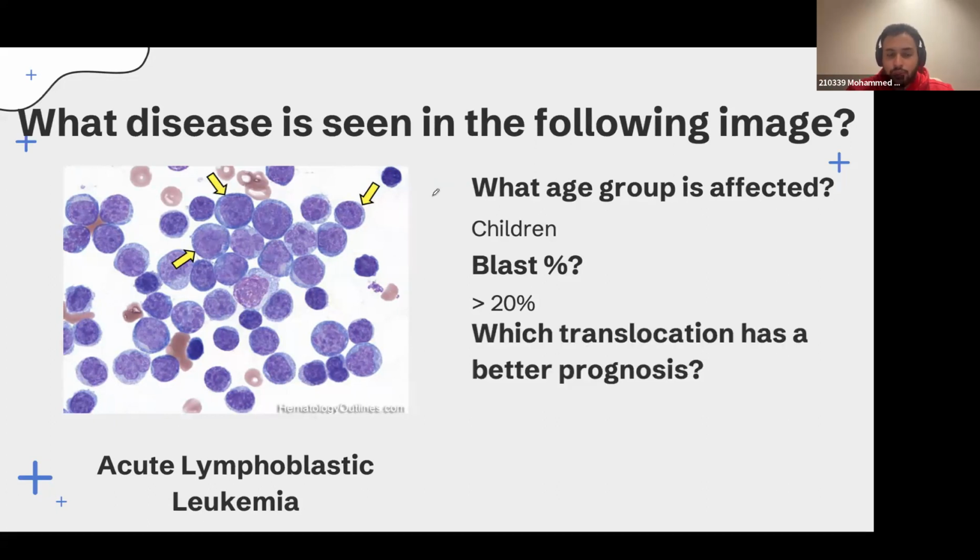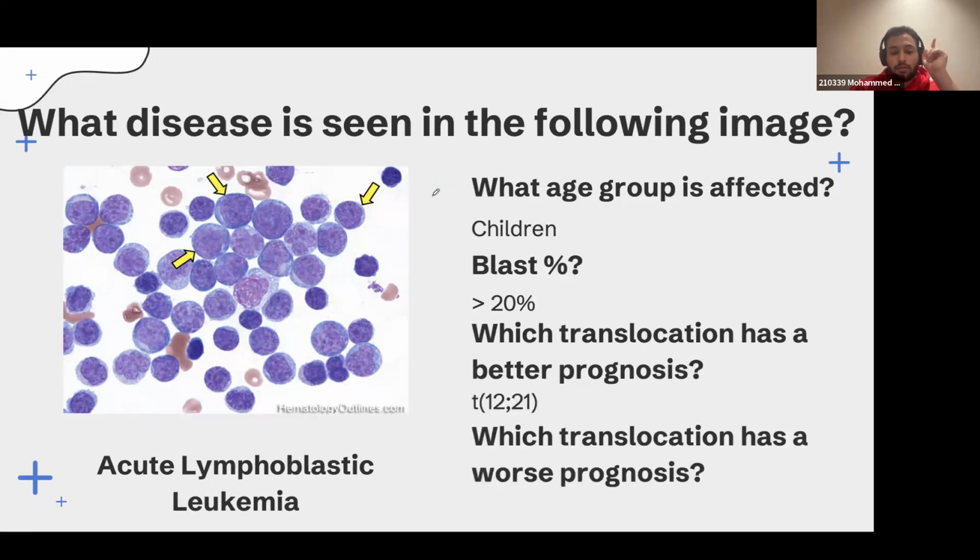Tell me what the good one is. 1221. Perfect. What's the bad one? 922. What's this? The Philadelphia chromosome. Perfect. Good. So this is the Philadelphia chromosome. We'll explain this when we get to the cancer that's most likely seen with the Philadelphia chromosome. But anyways, this is the Philadelphia chromosome.